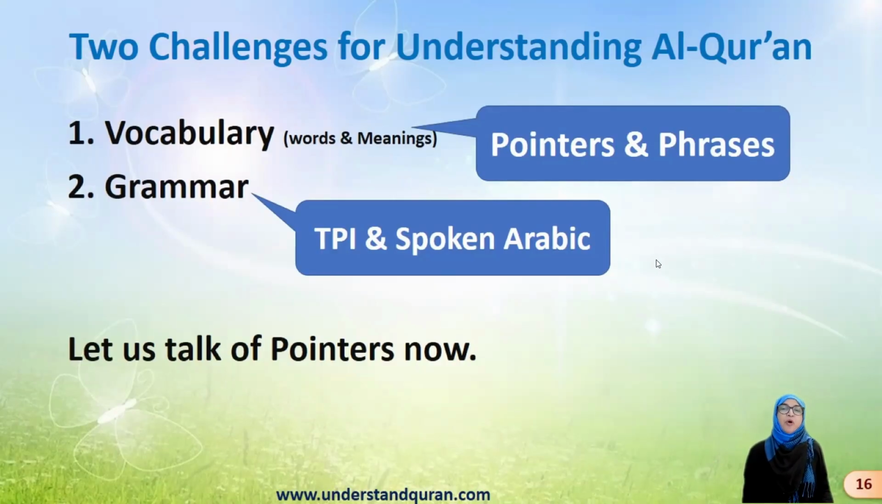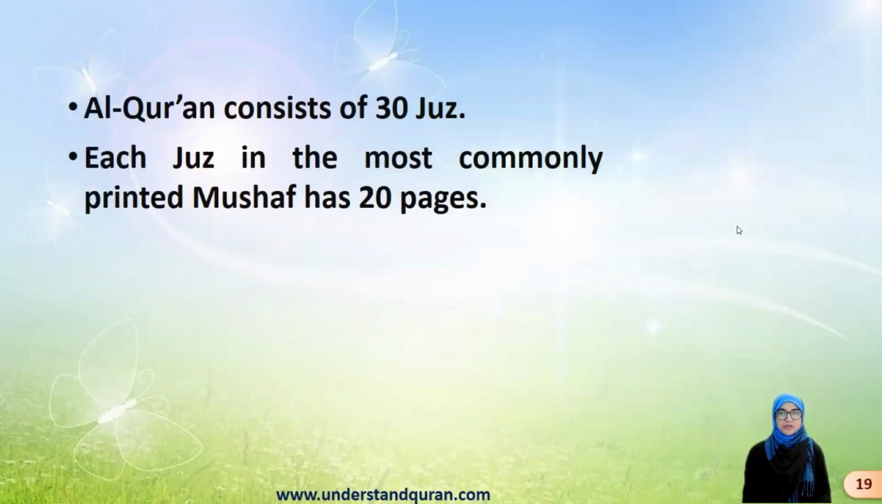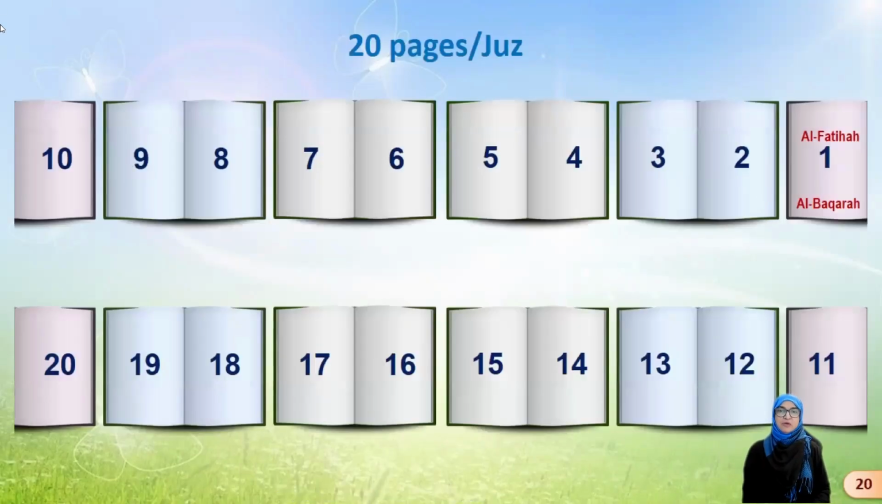So now let's see what a pointer is. We need to know what a pointer and a phrase are. Let's look at a pointer first. The Quran, as we all know, is divided into 30 juz, and each juz has 20 pages. I mean, in a commonly printed mushaf, every juz consists of 20 pages. All right, this is how it looks.